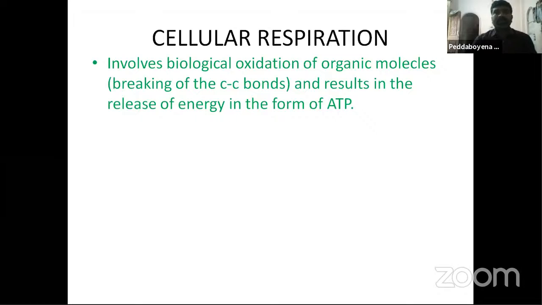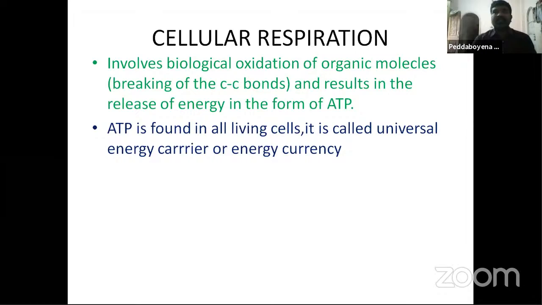Now we discuss cellular respiration. What is cellular respiration? It means the respiratory substrates are broken down, and this requires some energy. It involves the biological oxidation of organic molecules, breaking the carbon compounds of the respiratory substrates, and results in the release of some energy in the form of ATP. It occurs in the cell, so it is called cellular respiration.